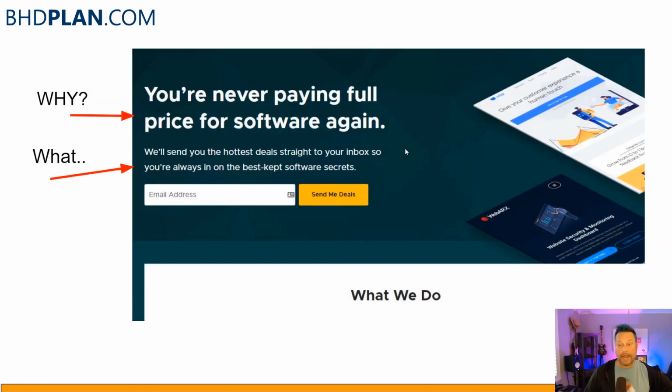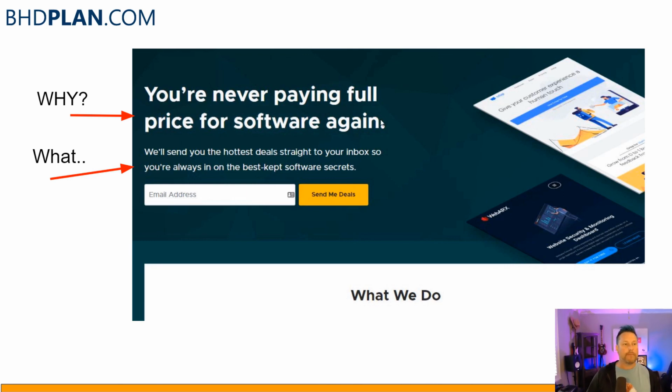And then for a landing page: you're never paying full price for software again. This isn't the same company, by the way. I just went and found a landing page of another ad that came up and clicked it, and it was just boom. I think it's from AppSumo. AppSumo is very popular and does really well. This is their email submit page. Now, they do have information down here because people are like, what's AppSumo? It explains it in case people landed on this page and didn't look at an ad explaining what they get. But it gives you the why and the what.